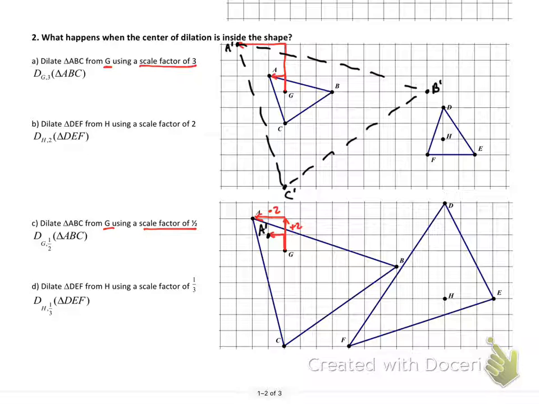G to C is going down 1, 2, 3, 4, 5, 6. Going down 6. So instead I'm going to go down only 3. That's half. So C prime is going to end up right there. We still good with this? All right, that means all we have left is B. This one gets a little bit weirder, but it's not that difficult.